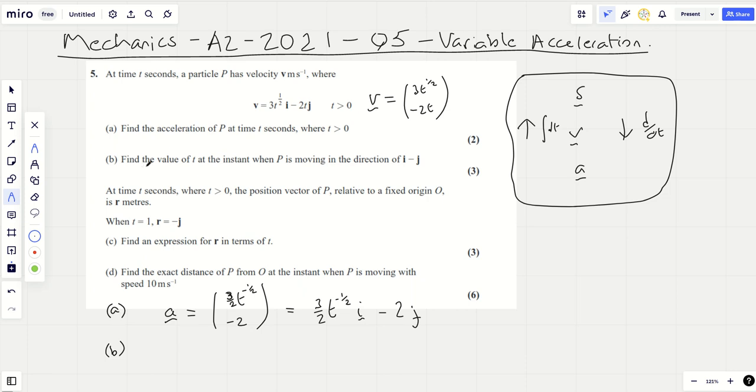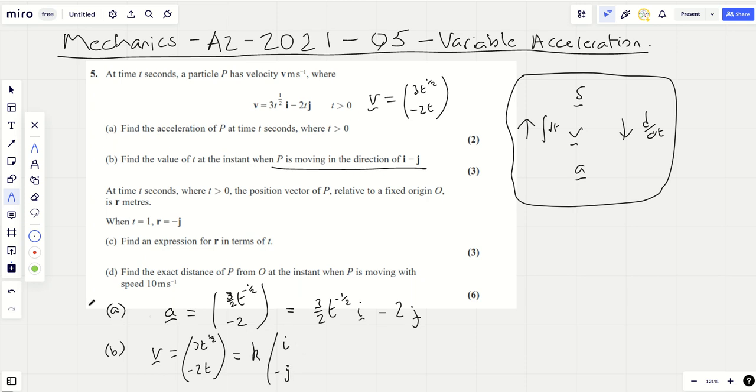Anyway, part B: find the value of t at the instant when p is moving in the direction of i minus j. Well, direction is always about velocity. If it's talking about the direction it's moving in, it's all about velocity. And if it's moving in the direction of i minus j, then I can say that my velocity vector, which is 3t to the half, minus 2t, must equal k times i minus j.